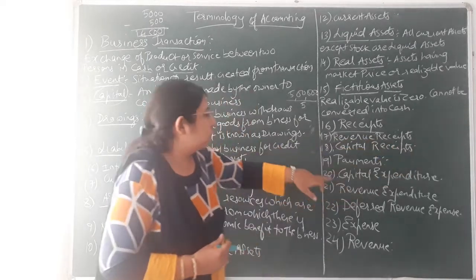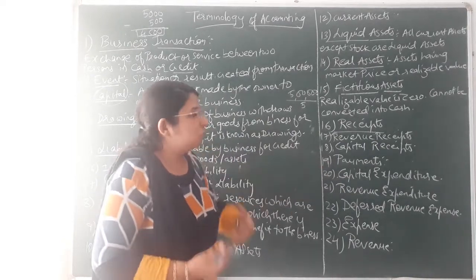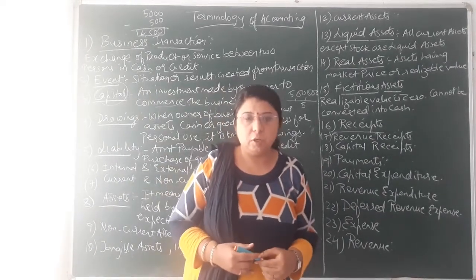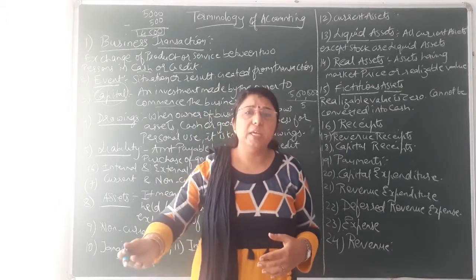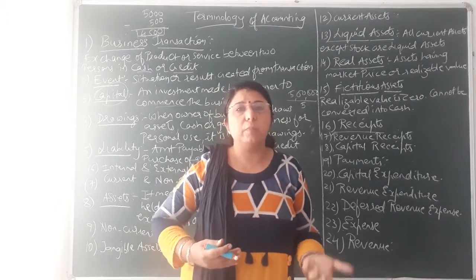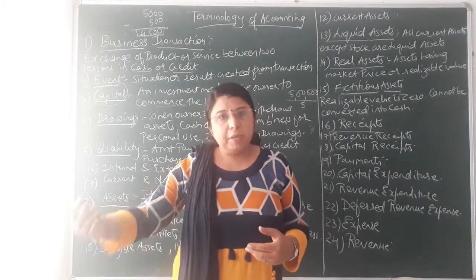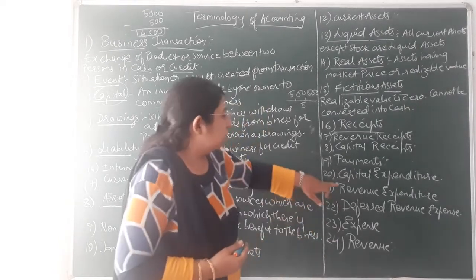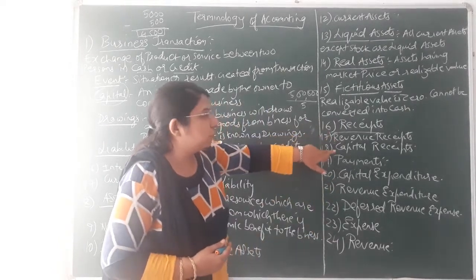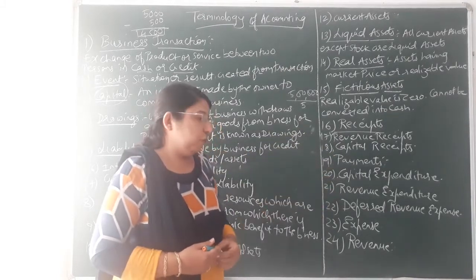Okay. Next one, in the same way as receipt, there is also payment. It means due to any kind of transaction, suppose we have purchased raw material for the manufacturing of finished goods, then we have to make the payment for that raw material, and that becomes our payment. Now, in the same way as receipt has revenue receipt and capital receipt, in payment also there are capital expenditure and revenue expenditure.